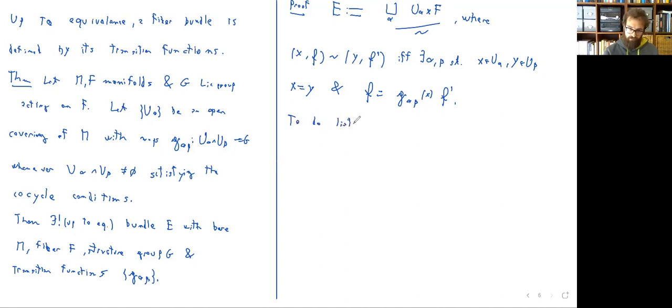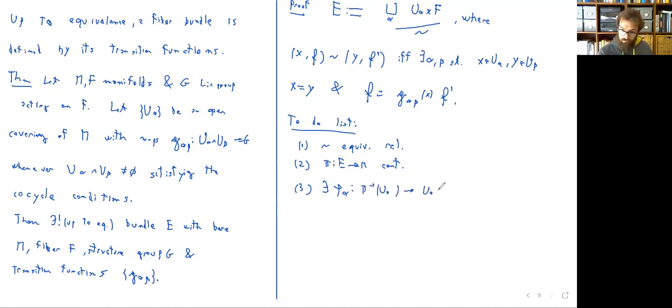Okay, to-do list. What do we need to do to show that this is in fact this unique bundle with these properties? So we have to show, one, that this is an equivalence relation. Two, that this map phi is continuous. Three, that there exists a local trivialization with this transition function g alpha beta. And then, of course, one thing which may be easy to forget, we have to show that E is a manifold. That's also part of the definition of a bundle. You need the total space to be a manifold itself.